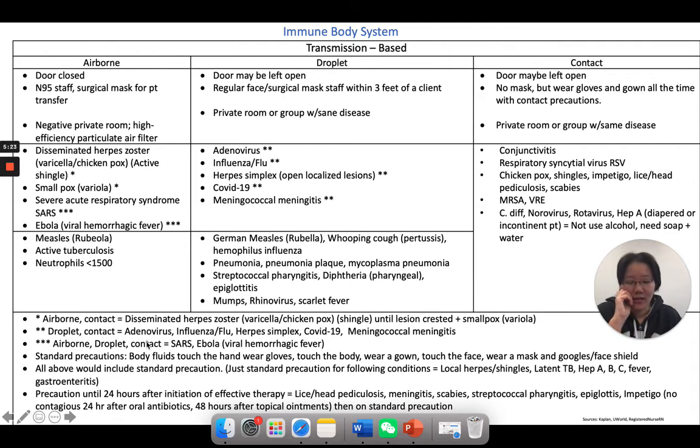Sometimes the NCLEX-RN asks you, for example, for influenza flu, which precaution would you use. So you have to take droplet, contact, and standard. Standard precaution, again, applies to all conditions. But what we need to know is, for example, with active shingles, we use airborne, but for local shingles, we use standard precautions. For active TB, we use airborne, but for latent TB, we use standard precautions.